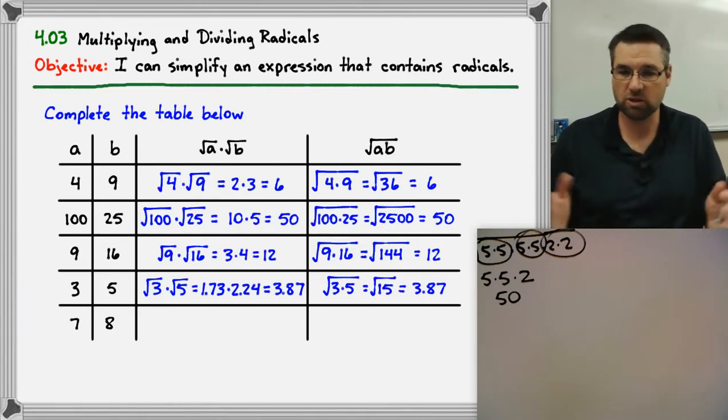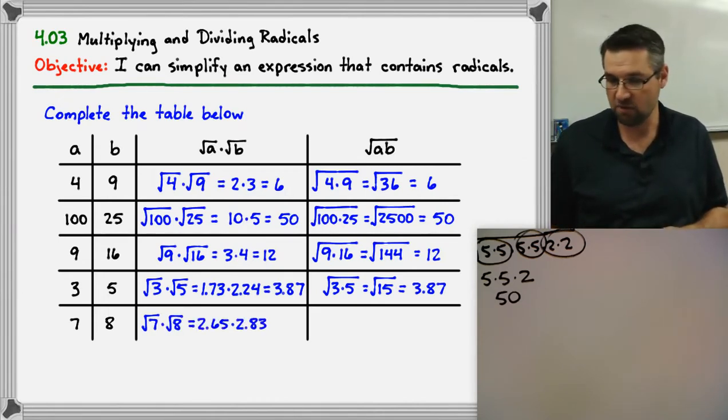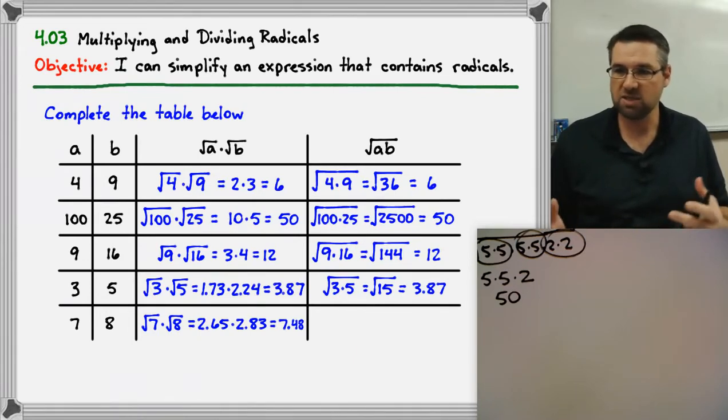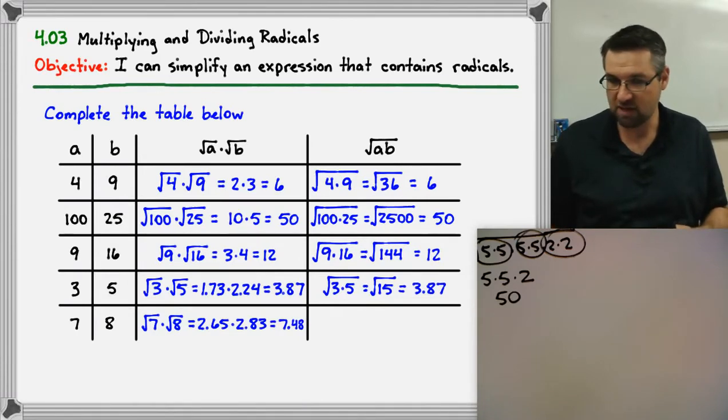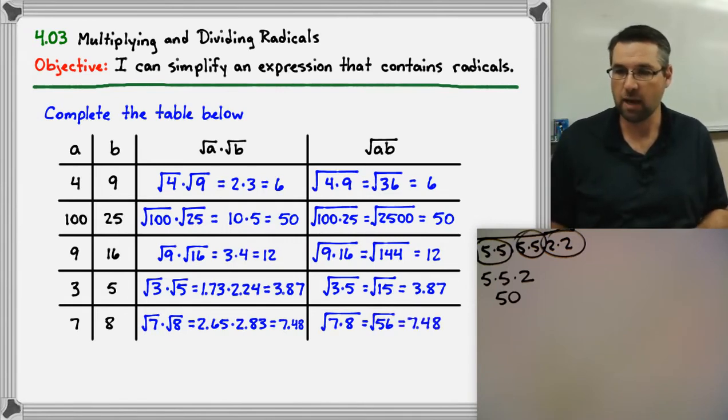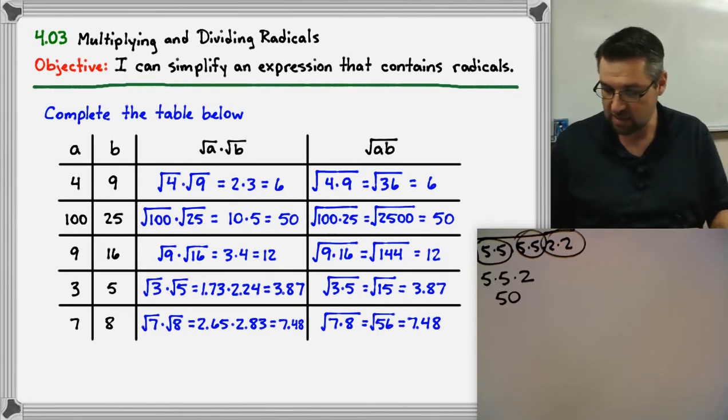So we can see that it works there as well. For the last one, the square root of 7 is going to be about 2.65, and the square root of 8 is about 2.83. So when we multiply those together, we end up with 7.48. If I multiply the numbers first, 7 times 8 is 56, and the square root of 56 is going to be 7.48. So you can see that this rule works in all of these cases.